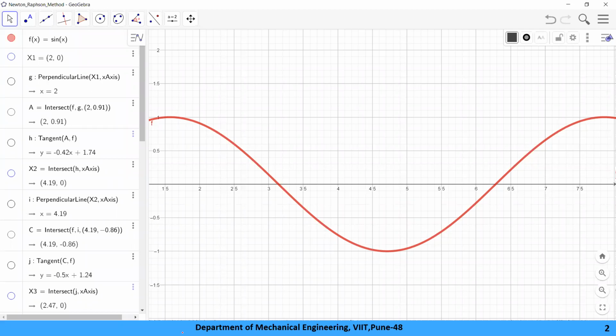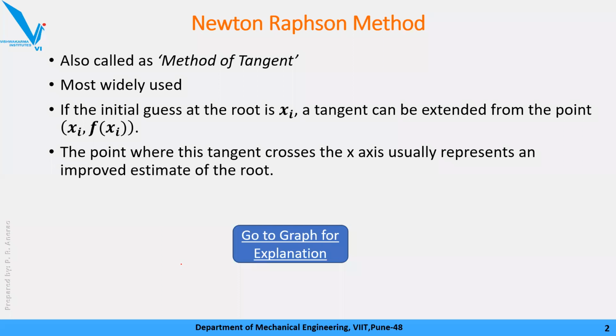Okay, I'll go to the first slide, and some of you want to have again discussion on this part. Okay, so this is the first slide. There is not much to explain in the first slide. The method is called the Newton-Raphson method. It's an open method. It is derived based on the tangent. That's why the method is also called the method of tangent, and it is one of the most popular methods in most mechanical engineering software. We use Newton-Raphson method to solve the root or to solve the equation.